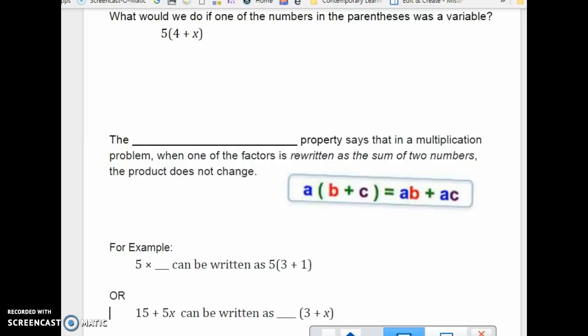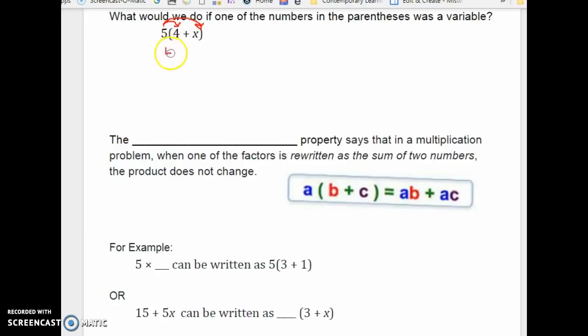The next question says, well, what would we have done if one of the numbers in the parentheses was a variable? I certainly can't add 4 plus x because they are not like terms. But I sure can multiply. I can always multiply things together. I can't add them unless they are alike. So I'm going to just draw my arrows so you can see and so you can remember. And by the way, once you start doing this, you might want to draw the arrows every time. This way you just remember that you have to distribute everything.